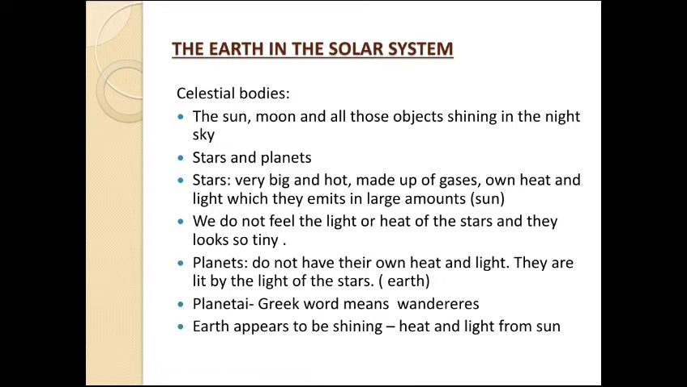We already discussed earlier that planets appear to be shining because of the light reflected from the star. In the same way, Earth is a planet, so it appears to be shining because of the heat and light from the Sun. Because the Sun is a star and it has its own light and heat, and due to its reflection, Earth, the planet, appears to be shining.